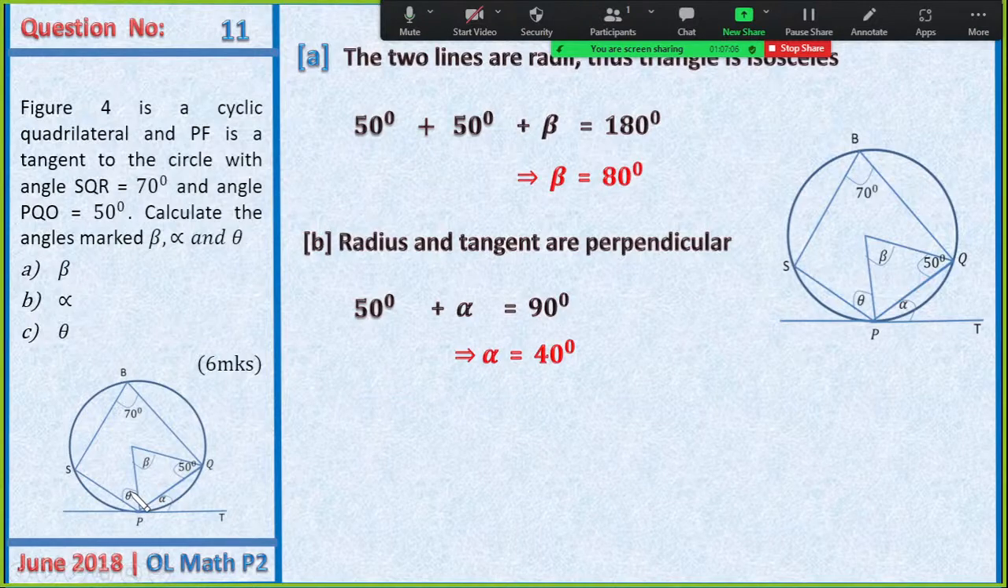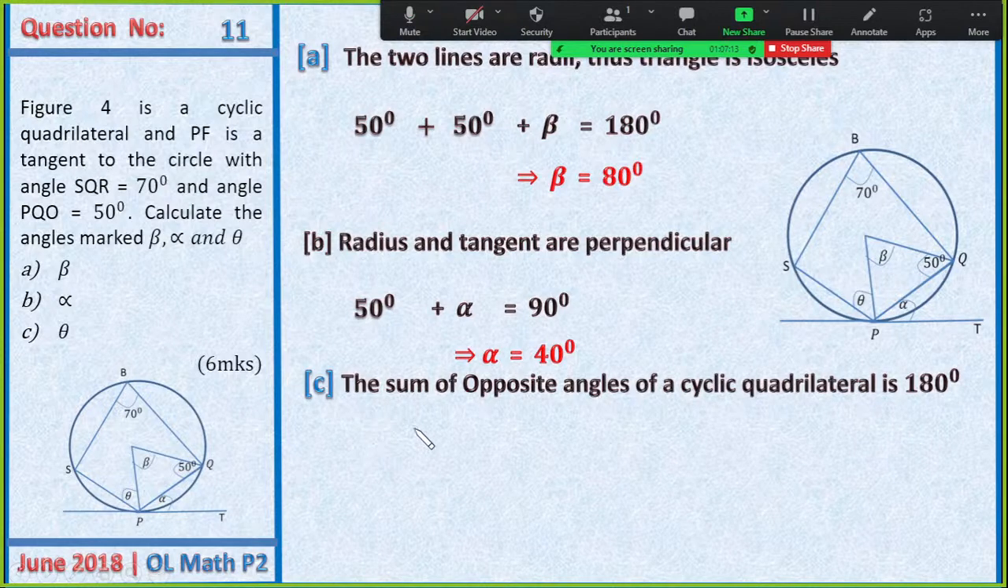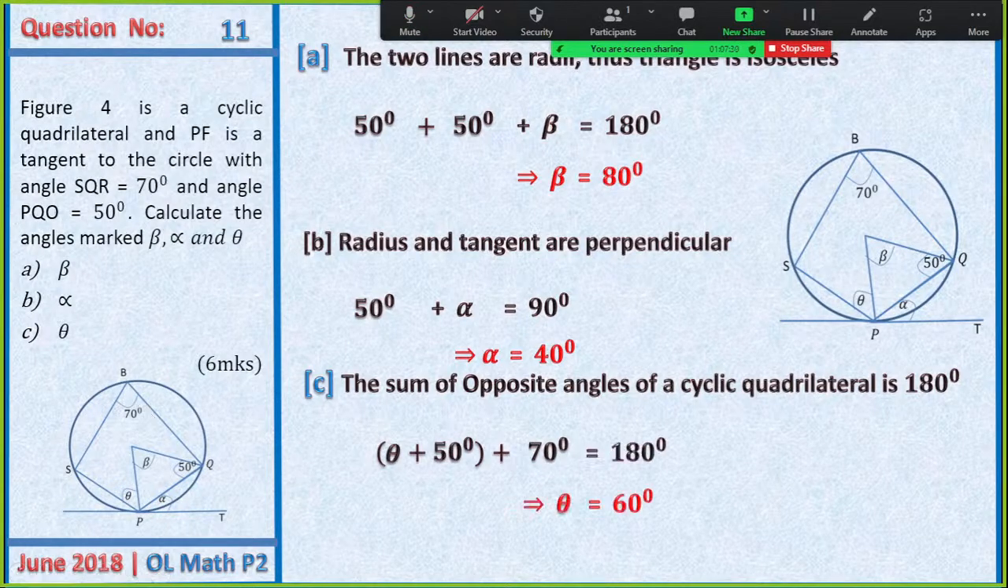And then now for the angle theta. The sum of opposite angles of a cyclic quadrilateral is equal to 180. So theta plus this 50 here, plus the opposite angle which is 70, so theta plus 50 plus 70 should be equal to 180. And theta will be equal to 60 degrees. So our theta is equal to 60 degrees.